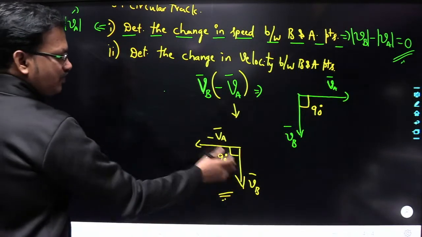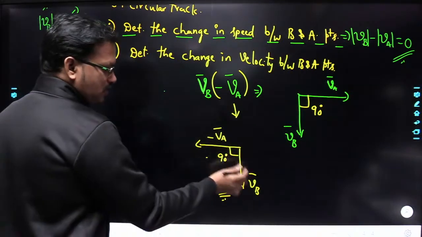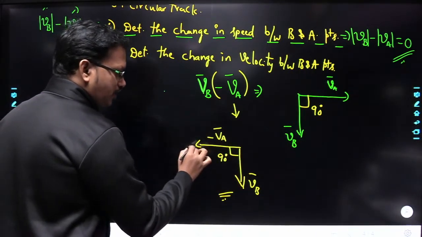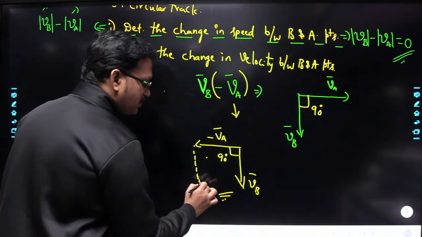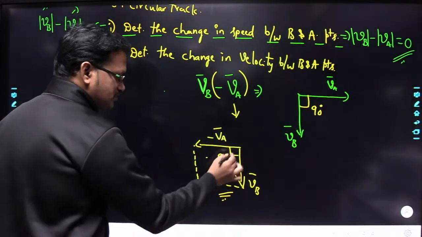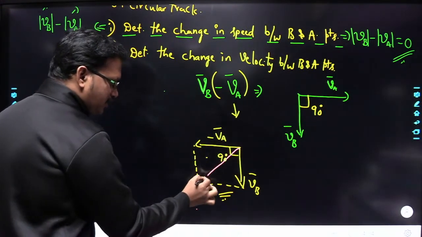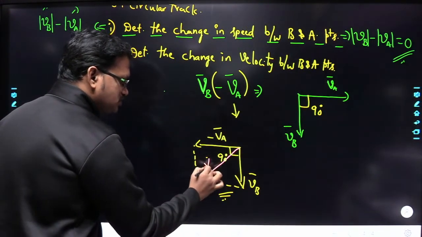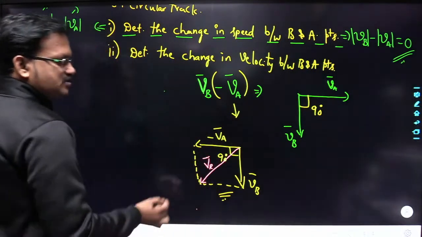Okay, so here VB bar minus VA bar is nothing but what? If you add these two vectors, what are you going to get? The resultant vector. How are you going to get the resultant vector? From the parallelogram law of forces, the resultant vector is going to point in this direction. Yes or no? So this is the resultant vector.